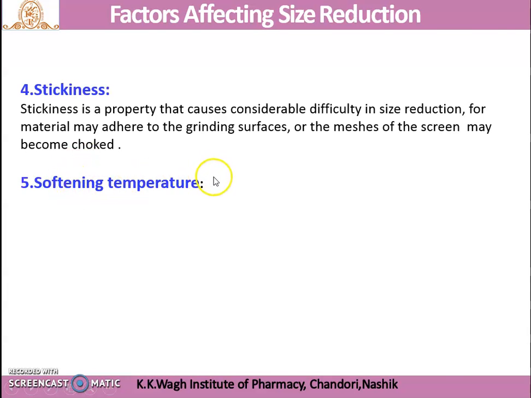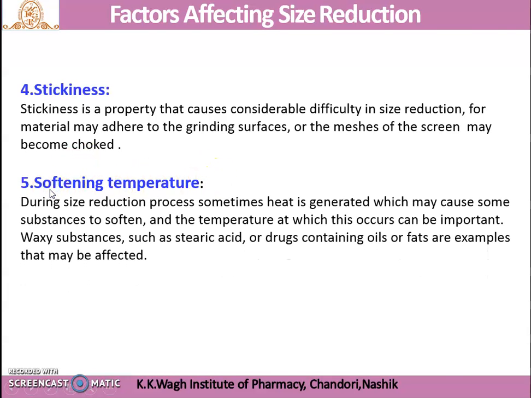Then softening temperature. During size reduction, heat is sometimes generated, which may cause some substances to soften, and the temperature at which this occurs can be an important one. Waxy substances such as stearic acid, or drugs that contain oils or fats, are examples that may be affected.